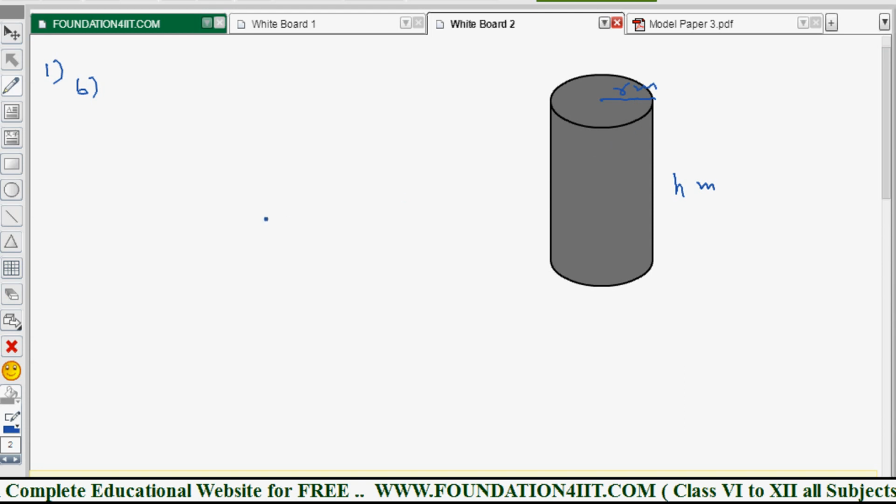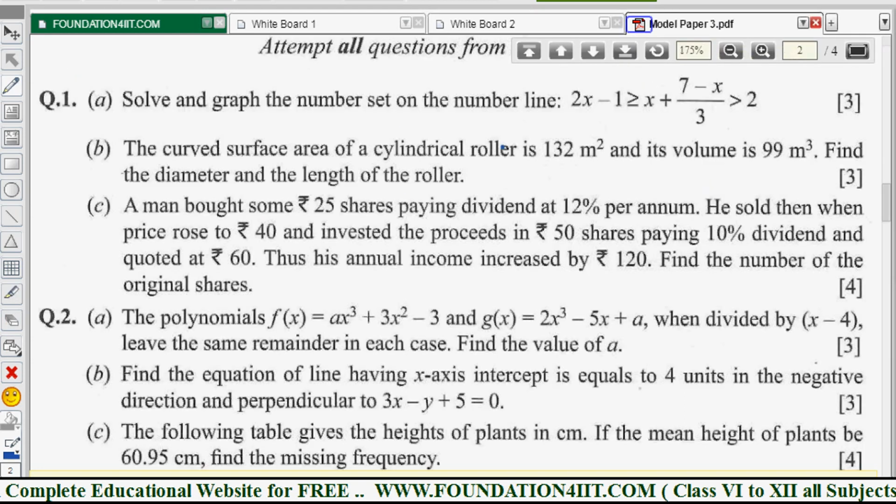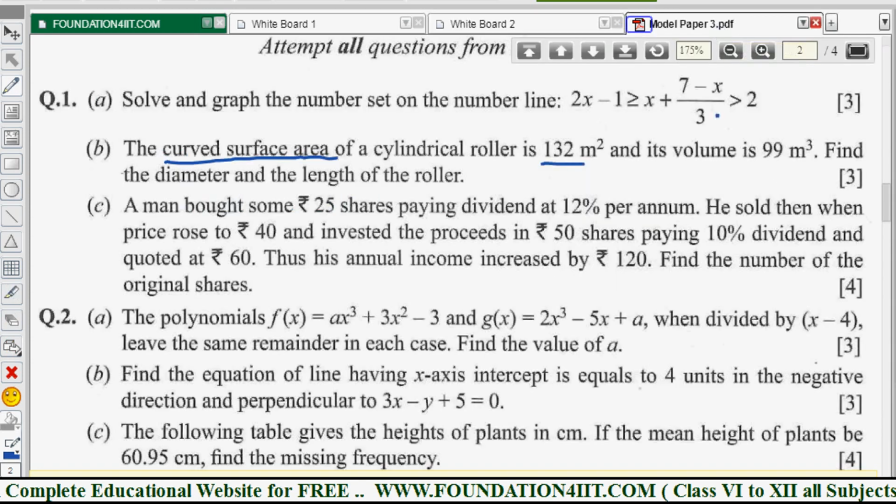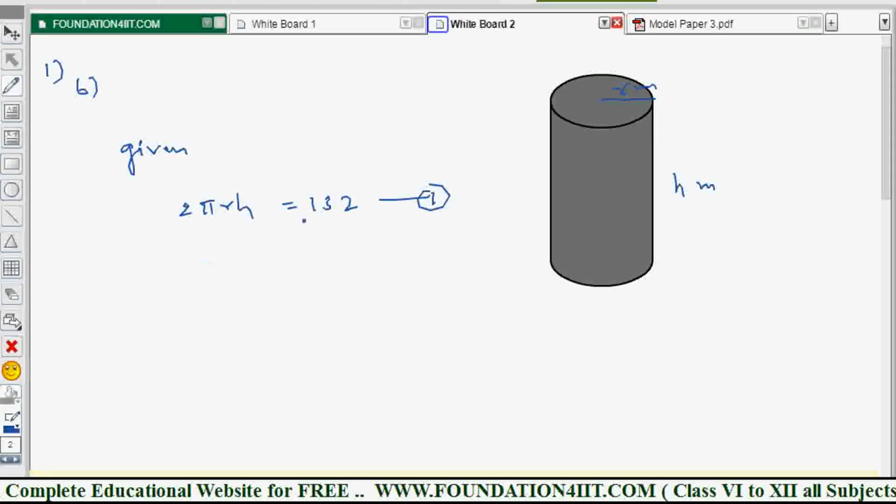Now according to the question, two values are given. One is the CSA, curved surface area, 132 square meters. The curved surface area is 2πrh, that is 132. Let this be equation 1. And one more, the volume is 99. The volume of the cylinder is πr²h, that is 99. From these two equations we need to solve for the radius first.